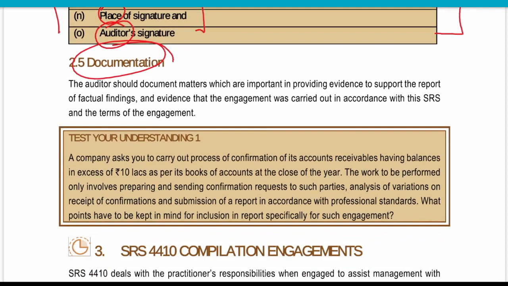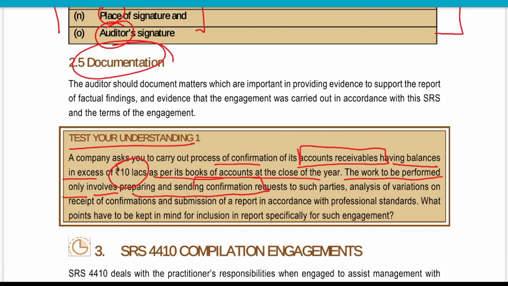Okay, great. Test of understanding question. A company asks you to carry out a process of confirmation on its accounts receivable to find out balances in excess of 10 lakhs in its books of account at the close of the year. The work to be performed only involves preparing and sending confirmation requests to such parties, analysis of variations on the receipt of confirmation, and submitting the report in accordance with the professional standard. What points do you have to keep in mind while including in the report specific to such engagement?